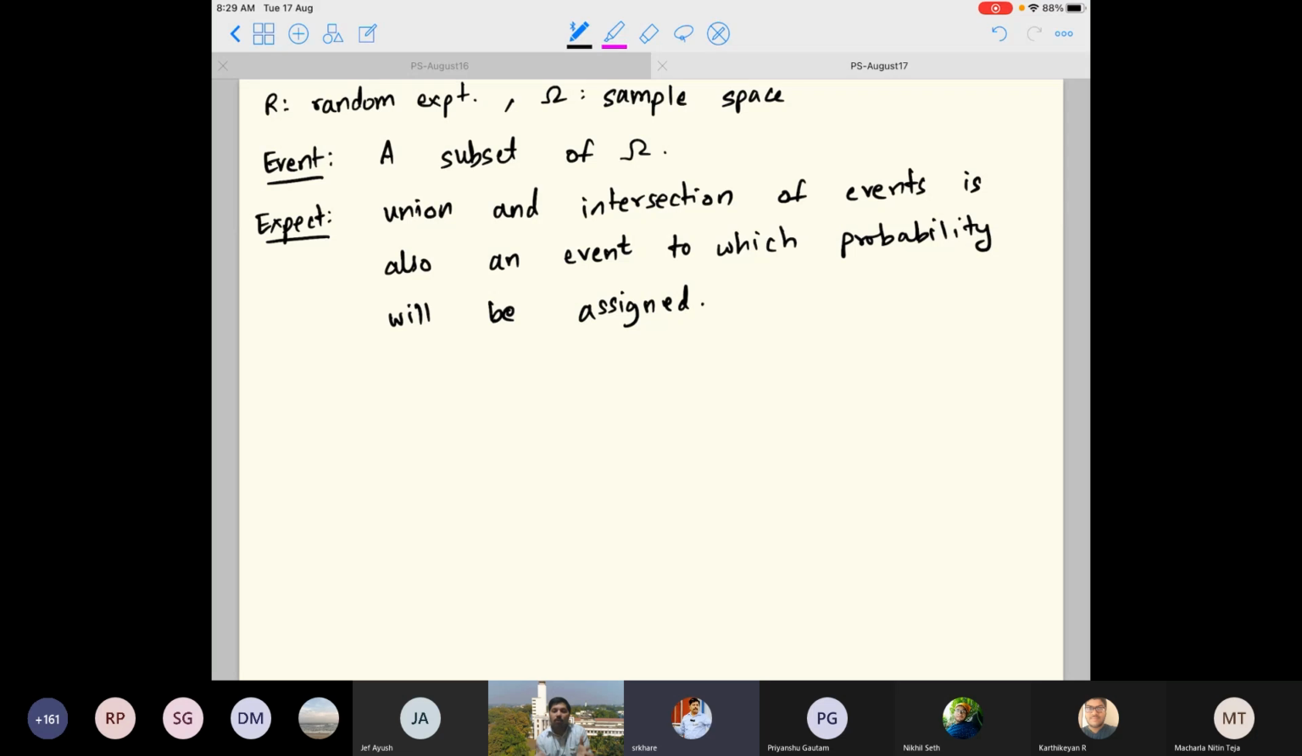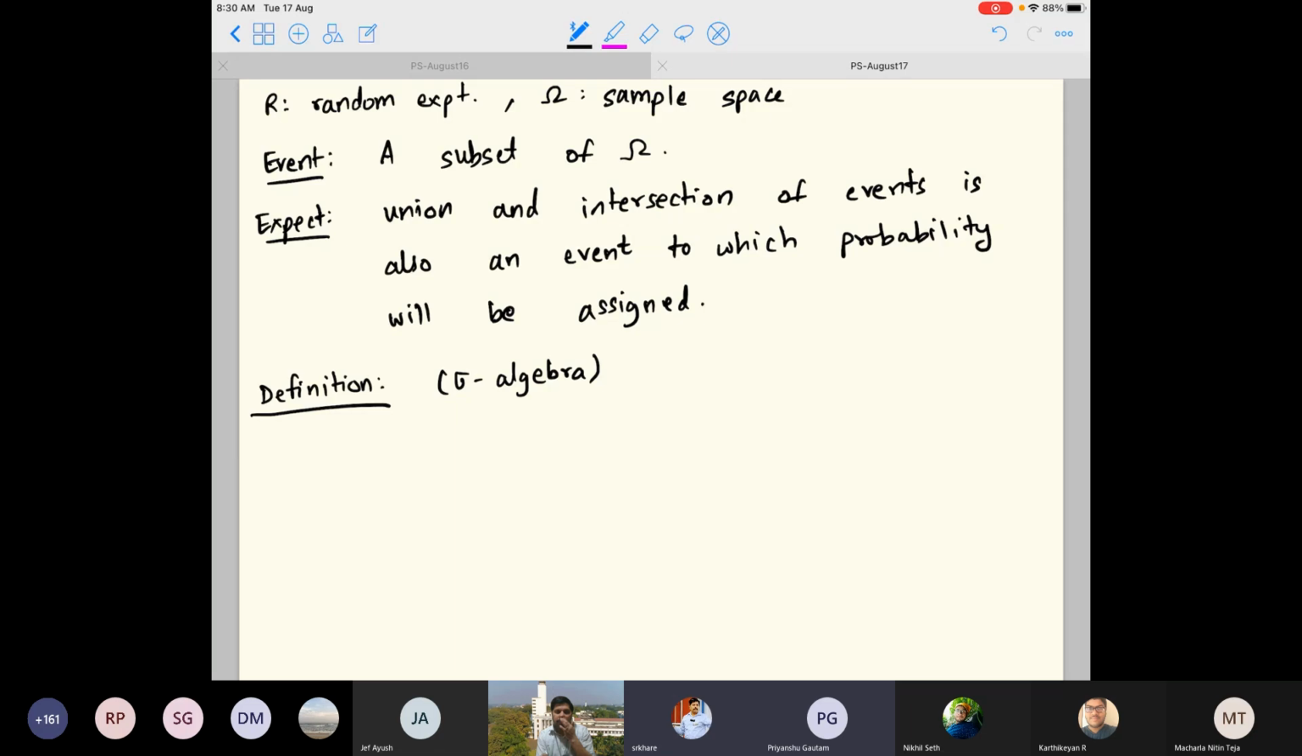And that's why we want to collect all possible events to which you can assign probability. And that collection should be closed under union and intersection. Why? Because you expect that if you assign probabilities to certain events, then for their union and their intersection you should also be able to assign probabilities. So that is your expectation, the first observation, and it gets translated into the definition of sigma algebra. So the first definition that we want to write down is the definition of sigma algebra, which is the precursor to this expectation: that union and intersection of events should also be an event to which we can assign probability. This is a little difficult.